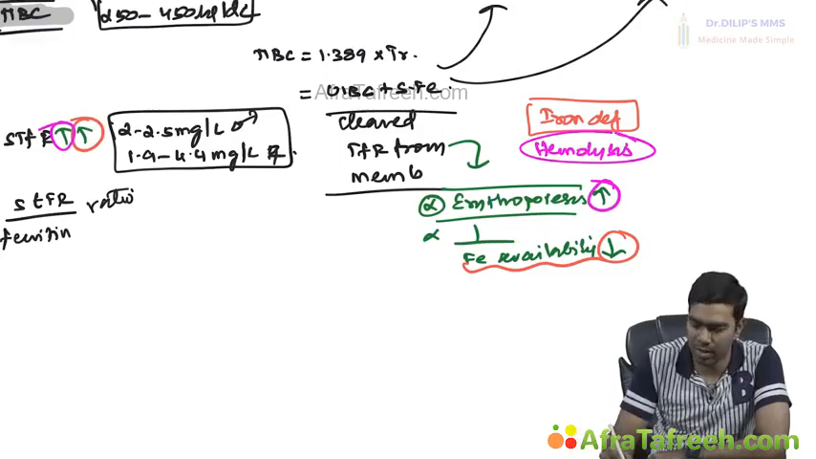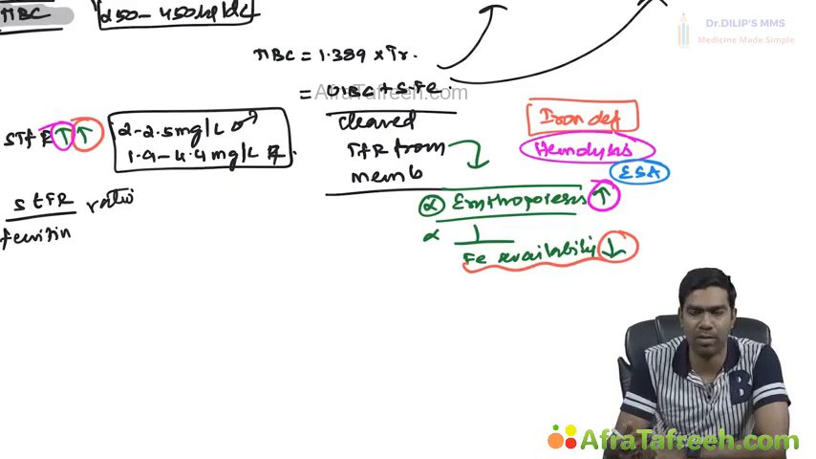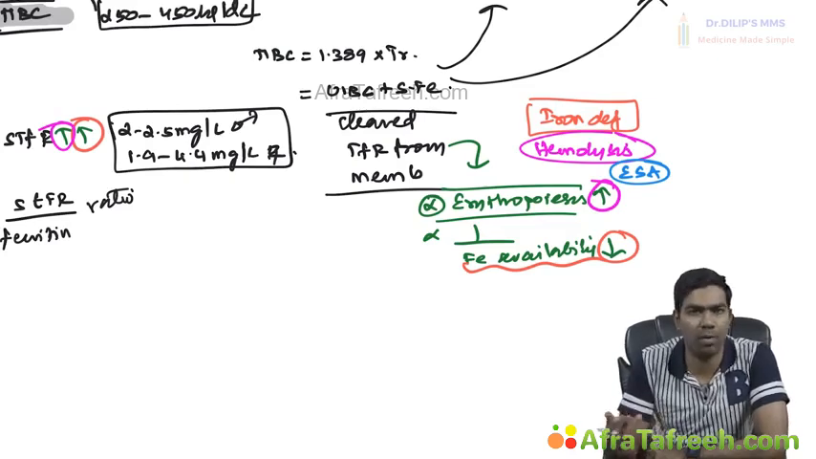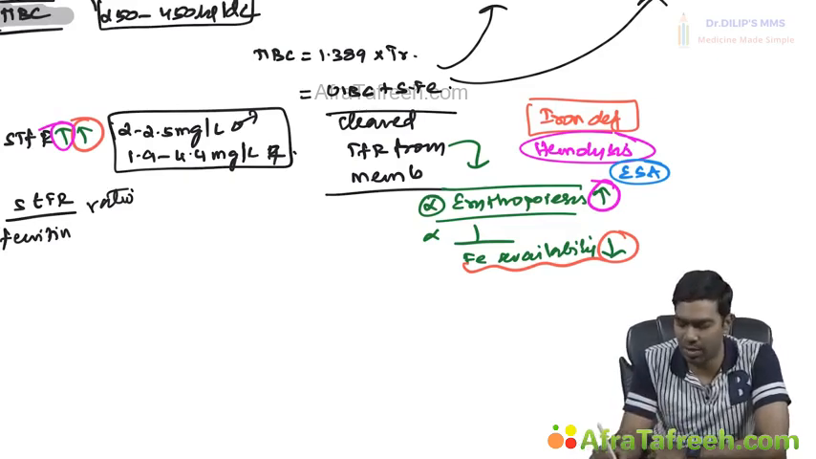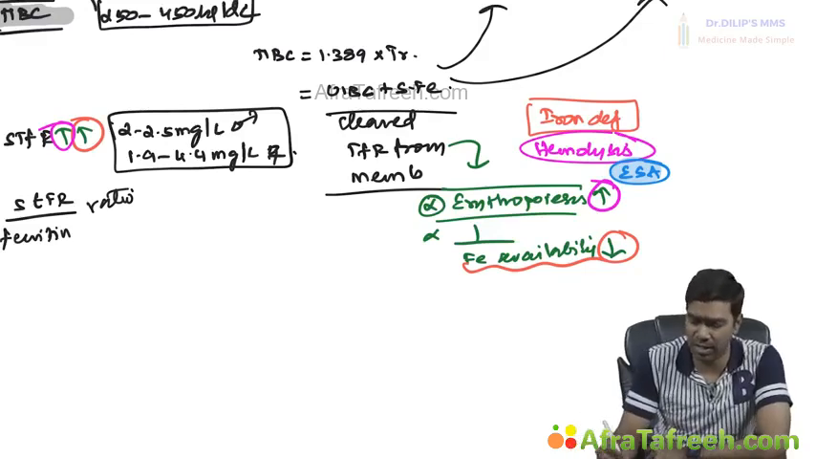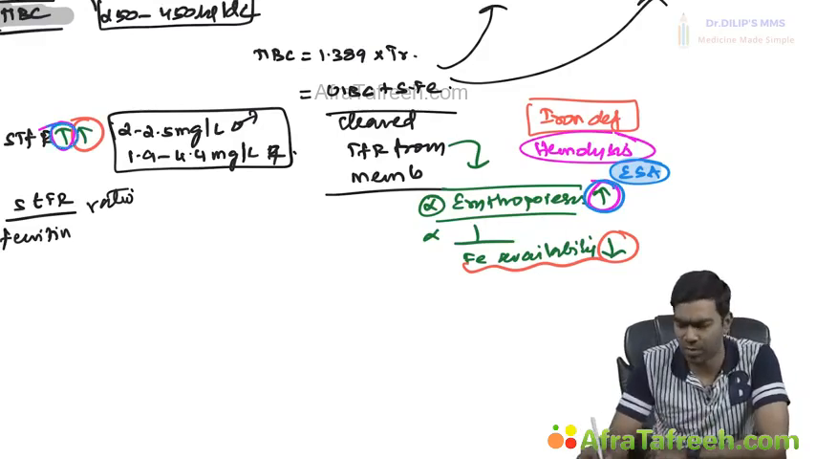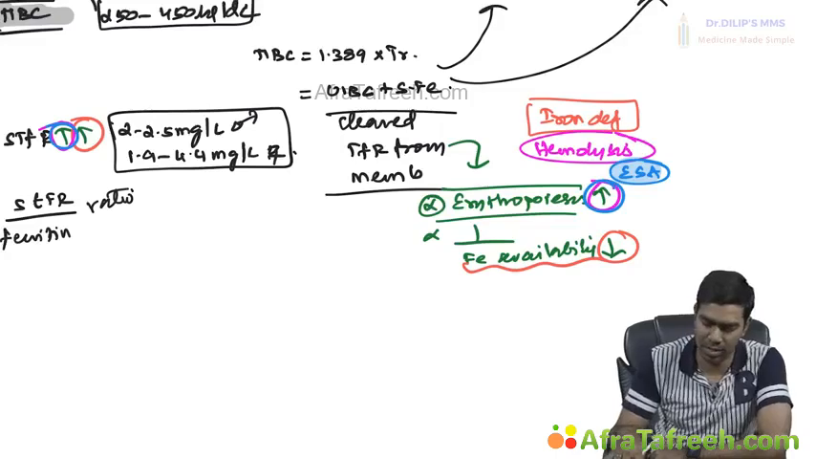Number 3, after administration of erythroid stimulating agents, like recombinant erythropoietin or darbepoetin alpha or pegylated epoetin beta, a lot of agents come under this ESA group, that is, erythroid stimulating agents. Whenever you administer erythroid stimulating agents, you are going to accelerate the erythropoiesis. Because of that, once again your soluble transferrin receptor may be increased.